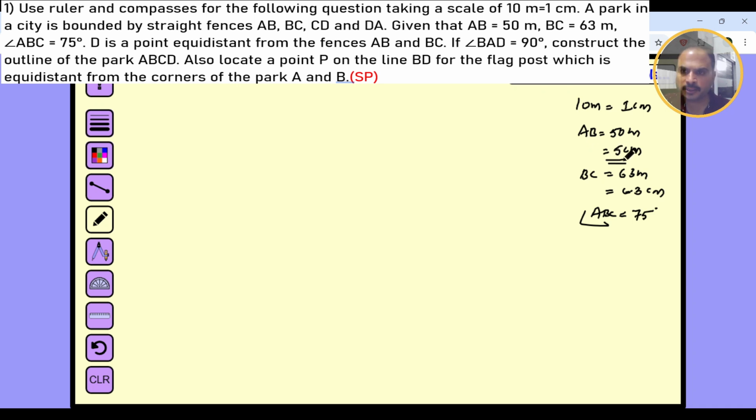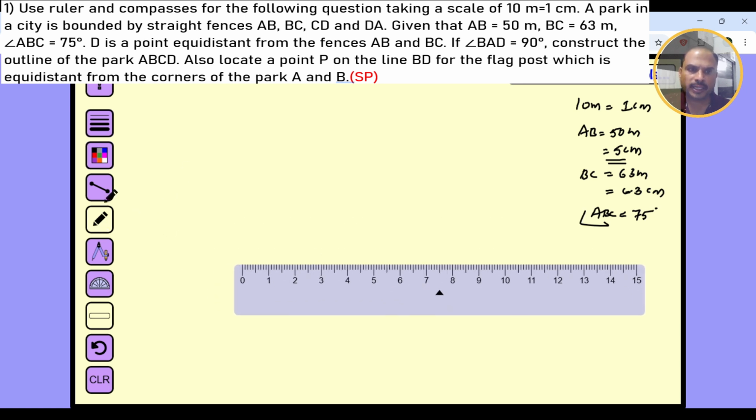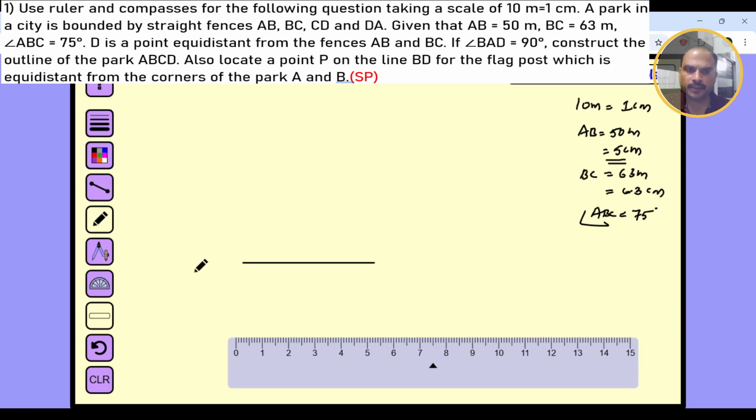Now I need to draw the field here. So I will draw AB 5 centimeter. Now let me take the scale. So I will draw AB as 5 centimeter. This I will call AB. This is B, this is A, I will call. Then BC is 6.3 centimeter and angle ABC is 75 degree.